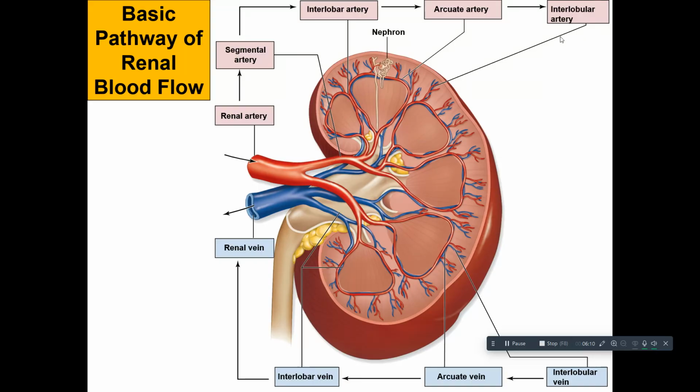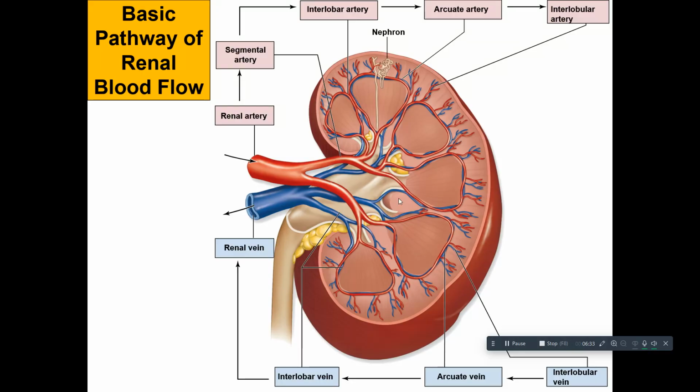So microscopic blood vessels are going to come off the interlobular arteries. And eventually those microscopic blood vessels, that microvasculature, will empty into interlobular veins. And we see these blue guys here are interlobular veins. Interlobular veins empty into arcuate veins. Arcuate veins become interlobar veins.